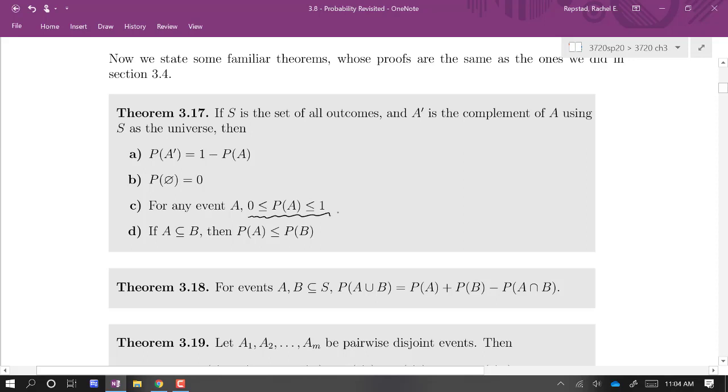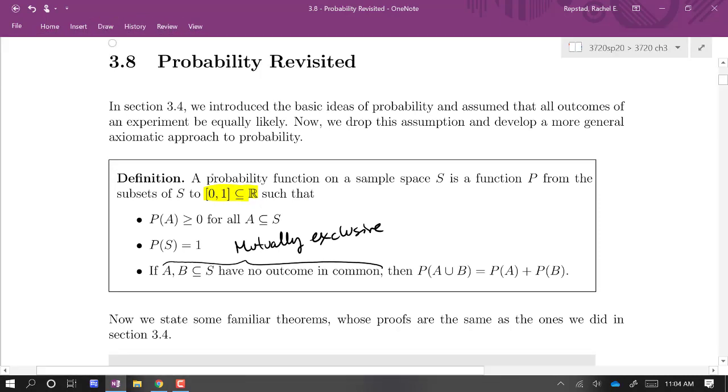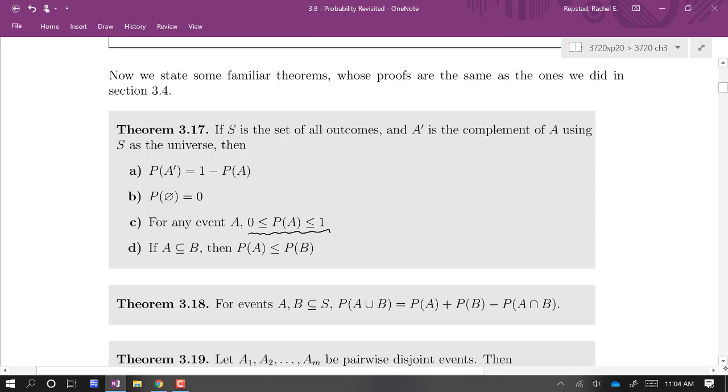For any event, the probability of A has to be between 0 and 1. That's pretty clear, I think, but it also comes directly from the definition, in that it's a function that maps from S to the set 0 to 1, right? And then the last one: if A is a subset of B, then the probability of A is less than or equal to the probability of B. So if A is an event that's included in this larger set of outcomes in B, then the probability of that narrower defined event will be less than or equal to the probability of B.